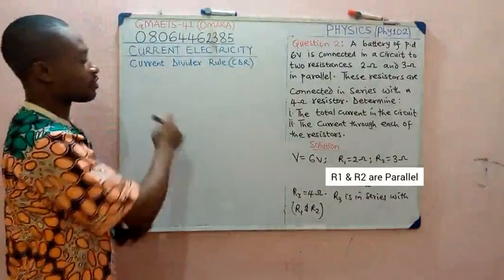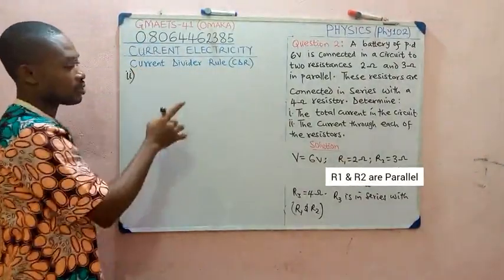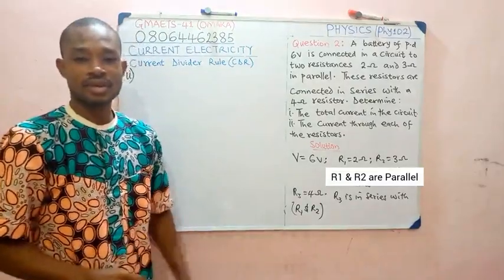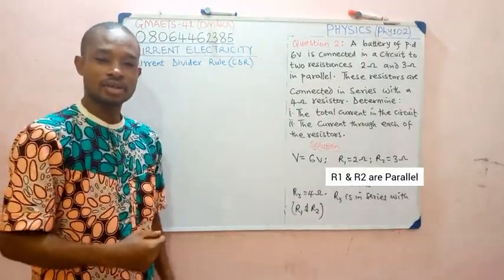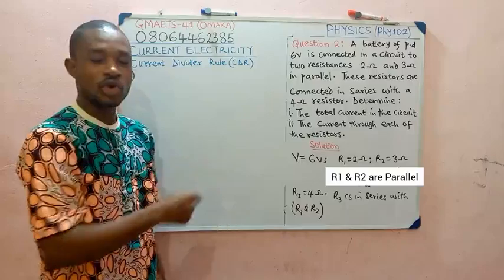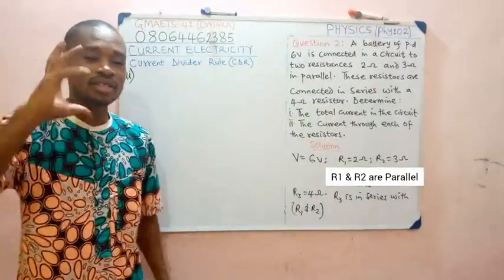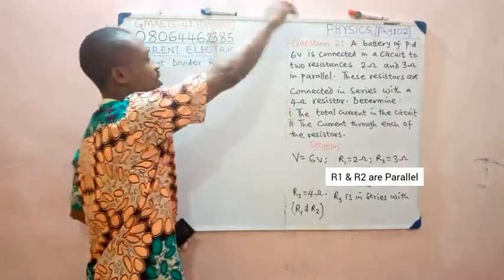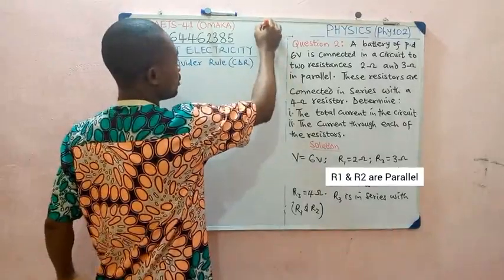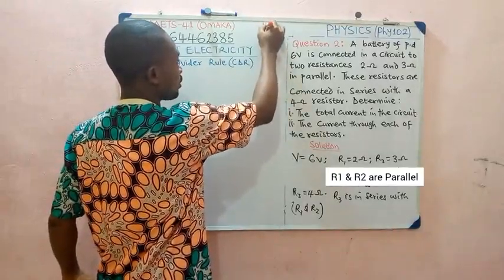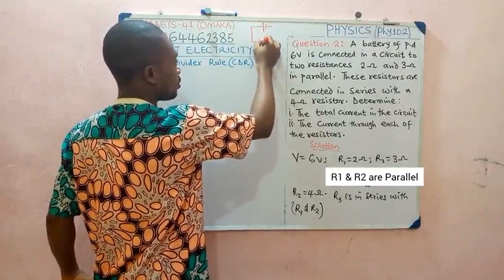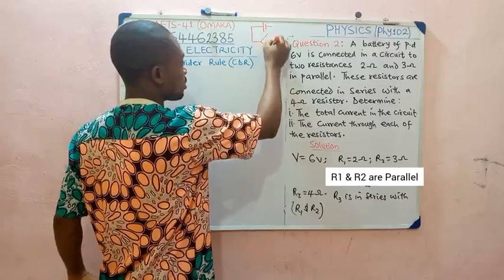Now let us look at the second part of the question. In the second part of the question, we are to calculate the current through each of the resistors. Now we're going to use the CDR here because R1 and R2, which is 2 ohms and 3 ohms respectively, are connected in parallel. Now let me just give you a clue of what this diagram looks like. Is that okay? These circuits. You remember that this cell is being connected to two resistors rather.